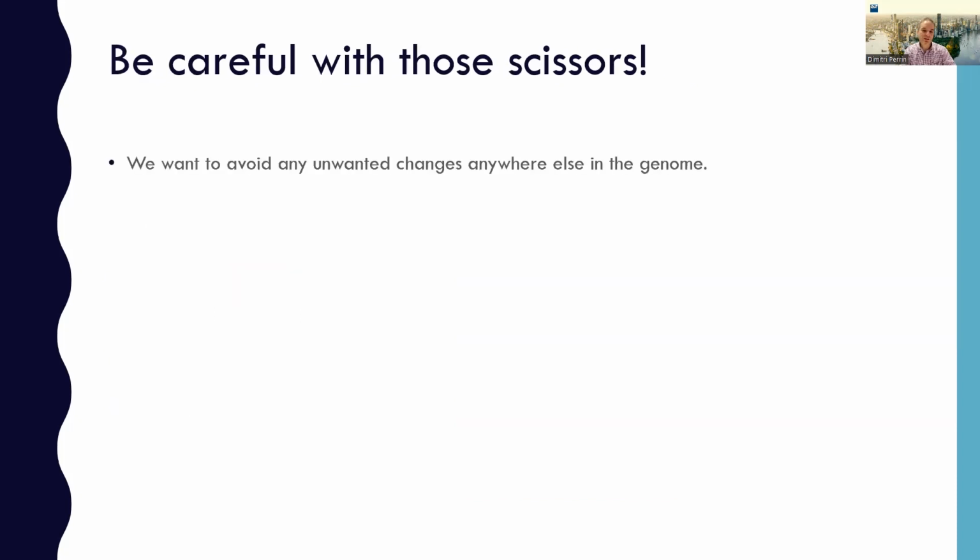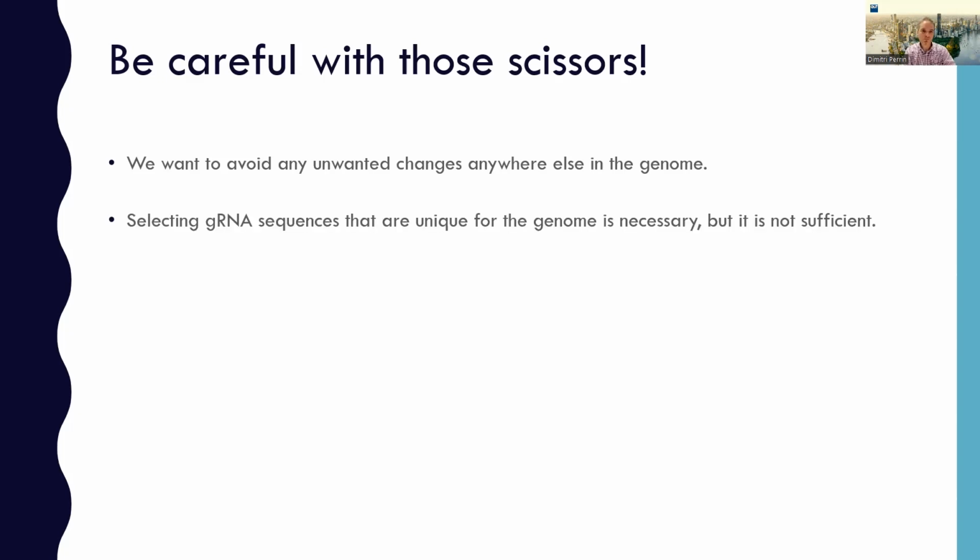The motivation here is that we want to avoid any changes elsewhere in the genome. Right? There's one gene or one region in the genome that we do want to modify, but we don't want to modify anything else. Of course, a key requirement to achieve that is that we want to select guide RNA sequences that are unique for the genome that we target. If the sequence is not unique, by definition, it's going to target multiple regions in the genome. So that's a key requirement, but it is not sufficient.